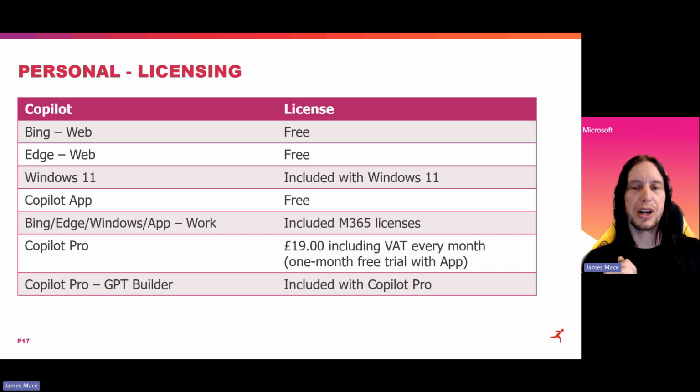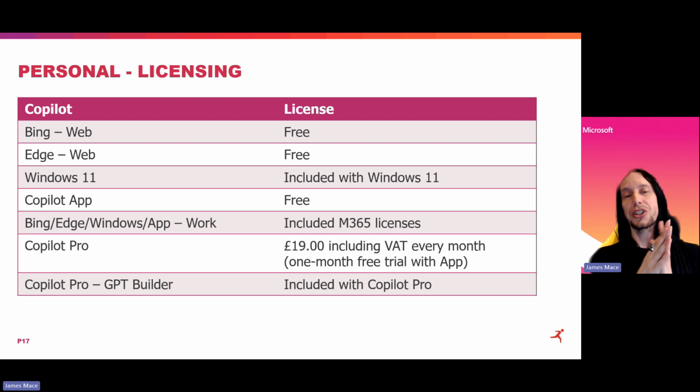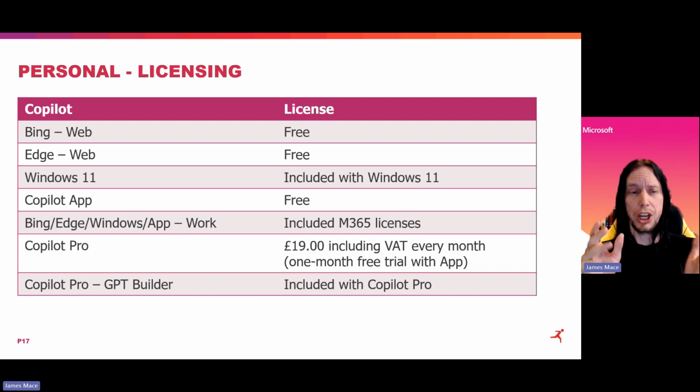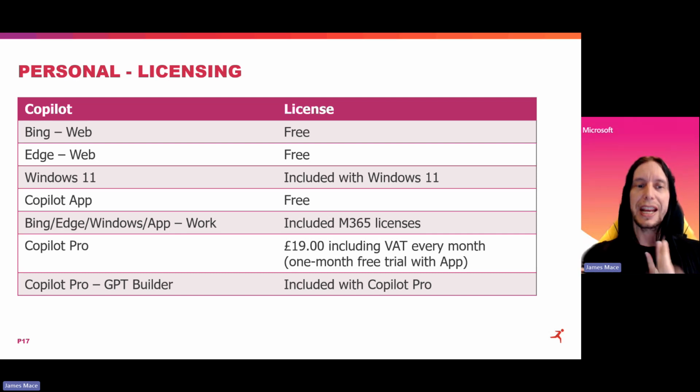But that basically summarizes our personal section. So same Copilot basically in Bing, Edge, Windows 11, and the Copilot app, all essentially free. Obviously in a phone for the Copilot app, you need Windows 11 for the Windows 11 version. Each of those, Bing, Edge, Windows, and app, have a work mode. You pretty much need any sort of Microsoft license to be able to log in and use that.